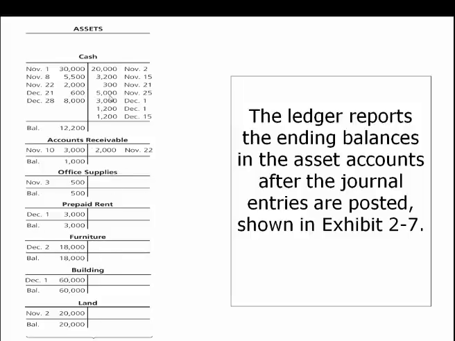And you notice here the cash one, what we did is we added up the debits on the left and we added up the credits on the right. We looked at the difference and it was 12,200. An easier illustration, obviously, is this accounts receivable. We had 3,000 for work that we did that we expected to receive on November the 10th. We received 2,000, so we have 1,000 that's left.